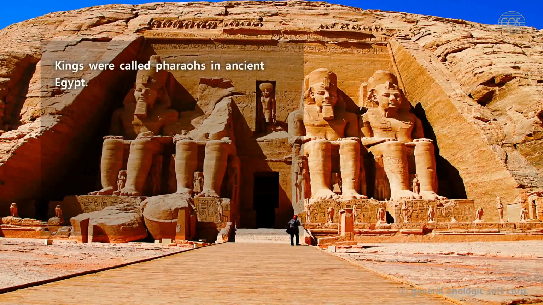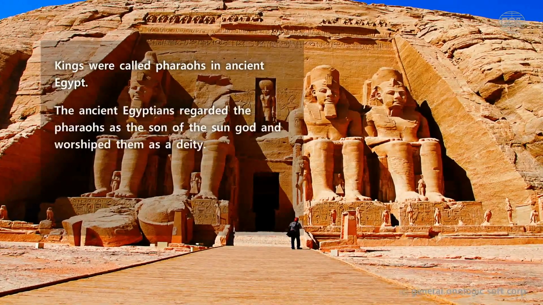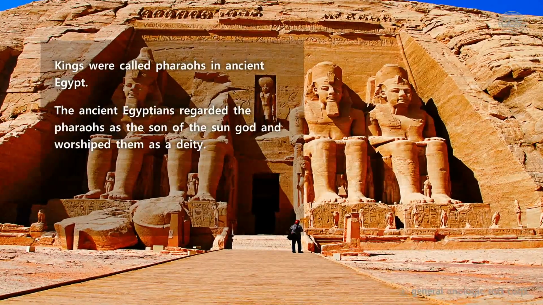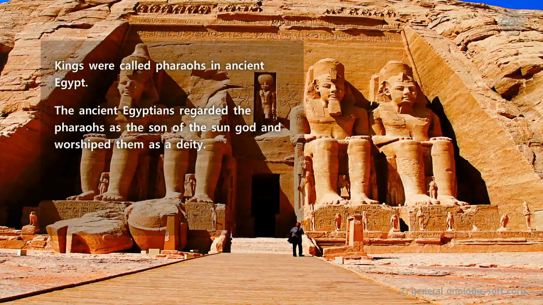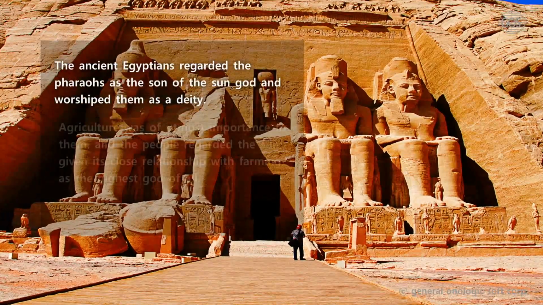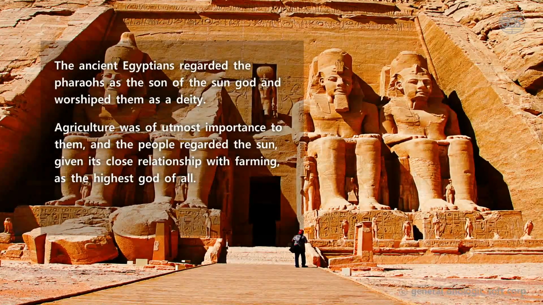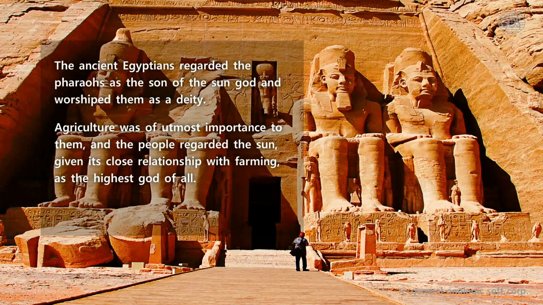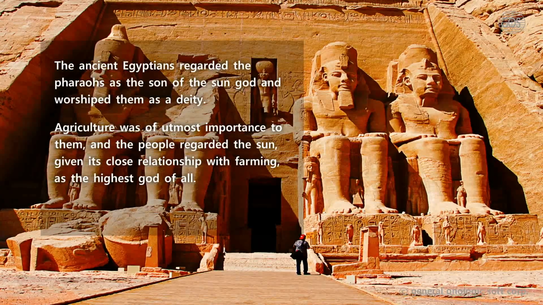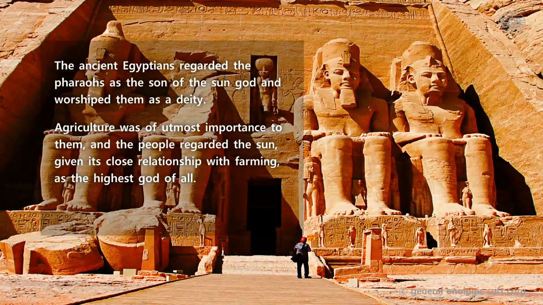Kings were called pharaohs in ancient Egypt. The ancient Egyptians regarded the pharaohs as the son of the sun god and worshipped them as a deity. Agriculture was of utmost importance to them, and the people regarded the sun, given its close relationship with farming, as the highest god of all.